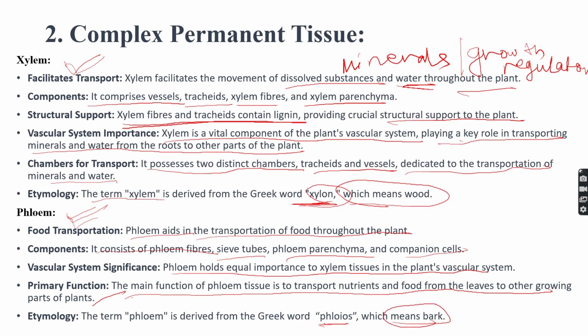Okay, so phloios means bark and xylon means wood. And if we see the transport system, the xylem is taking water and minerals from down to up, but the phloem is transporting food from the leaf to the other parts of the plant. So phloem is transporting from up to down, and xylem is transporting from bottom to top.